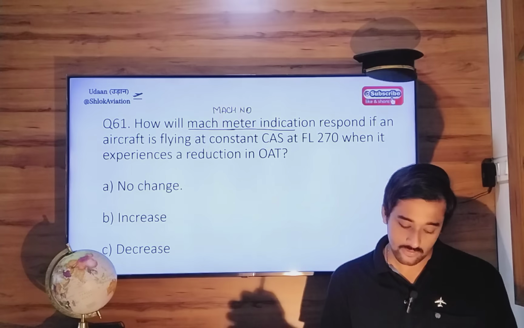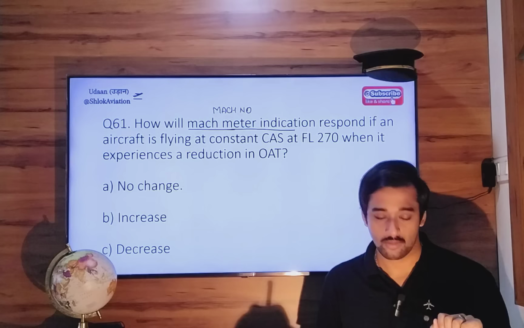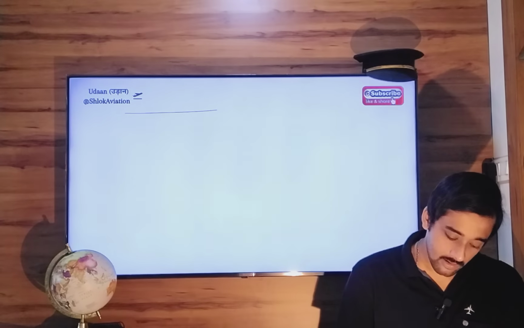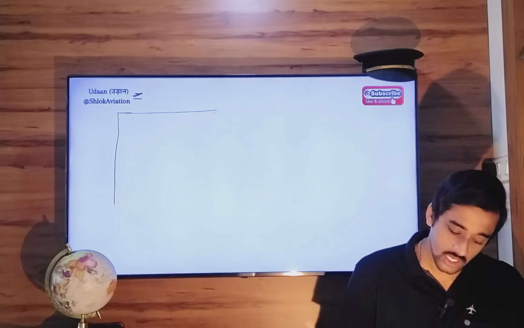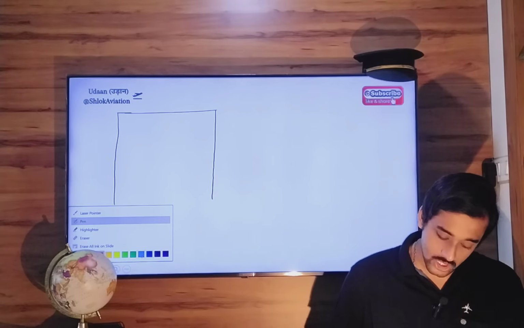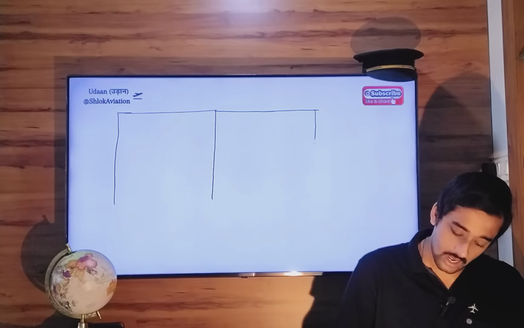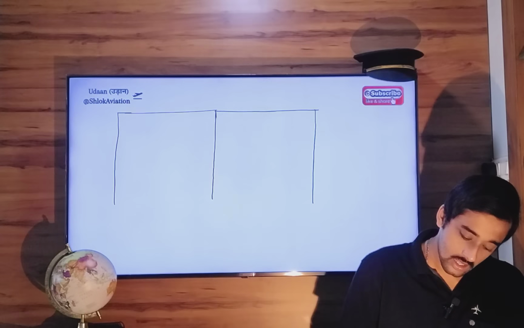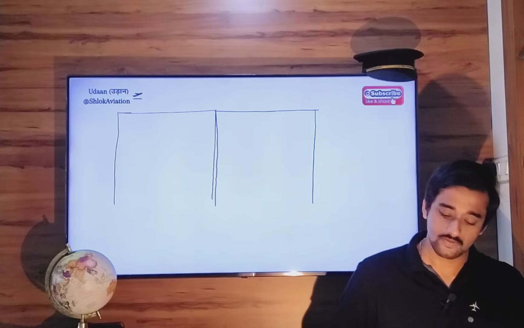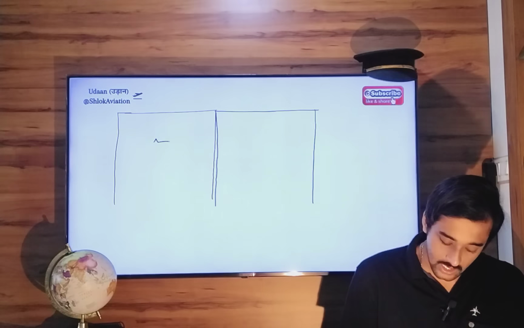When your aircraft flies from a warm air mass into a cold air mass, right? So let's draw that. Let's say this is one particular air mass you are flying. This is your initial air mass, which is warmer than ISA, and then you travel to a new air mass which is colder than ISA. Correct? You are flying at flight level 270.